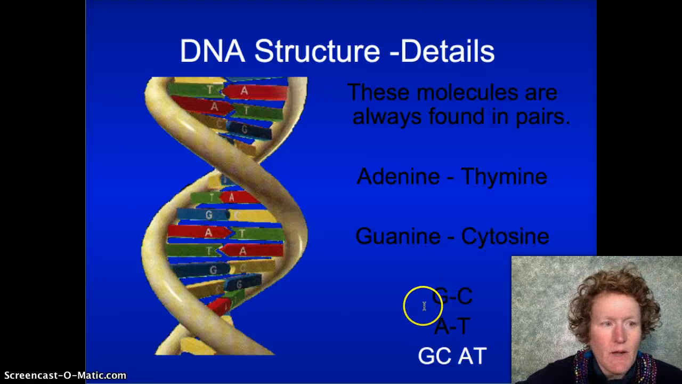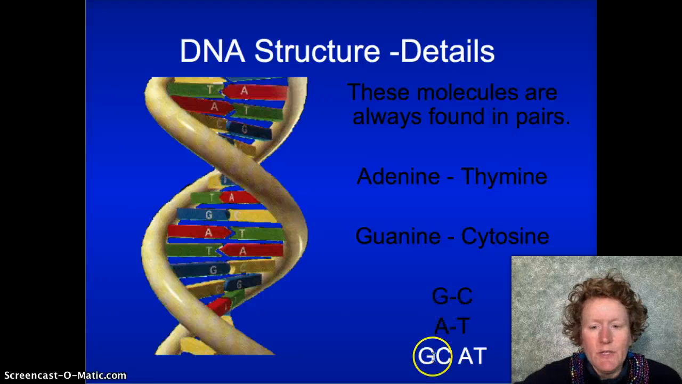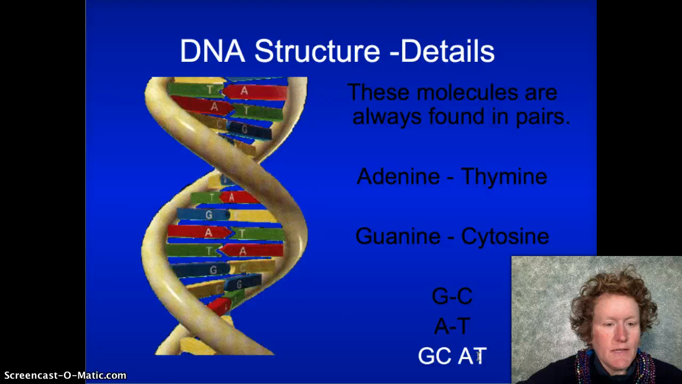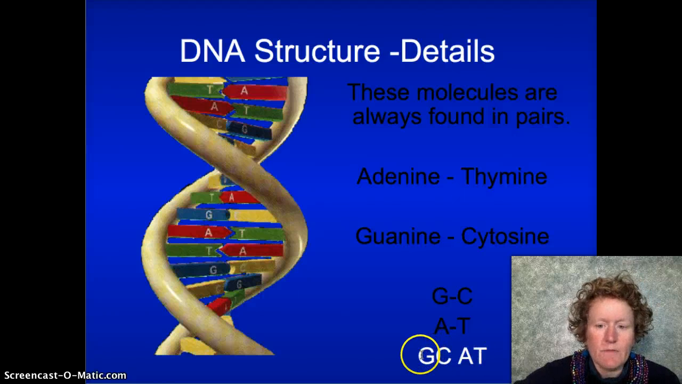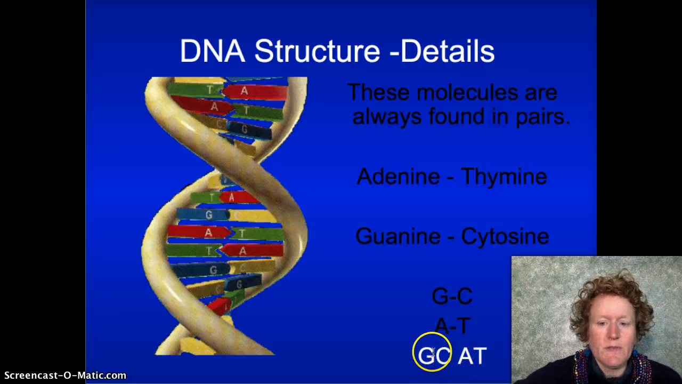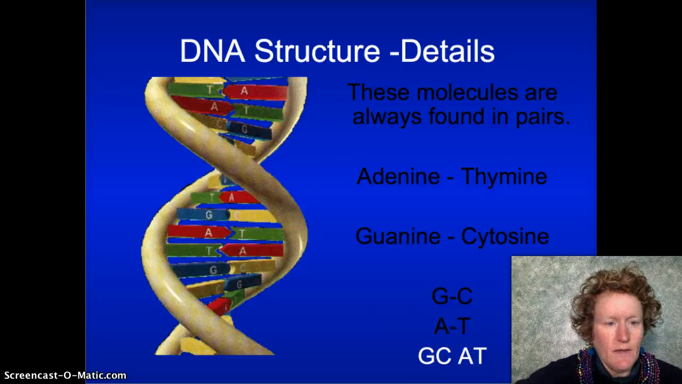Remember that those steps are always found in pairs. G always pairs with C, and A always pairs with T. It's easy to remember how that works if you just remember GCAT. That way you remember the G goes with the C and the A goes with the T.